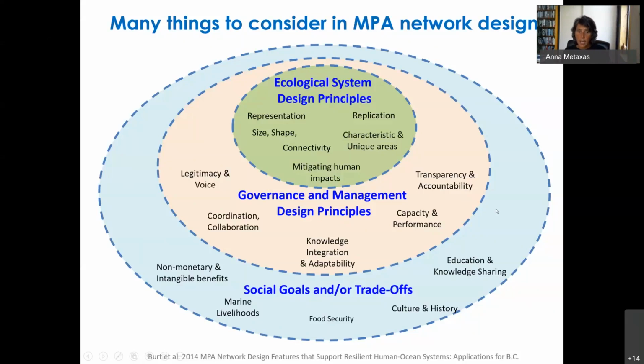So unless society decides that we need to protect biodiversity more than we need to protect a particular livelihood, until those decisions are made, you will never have effective networks of marine protected areas. So it's really a complicated system, and our work really is this little bit here, but we hope it helps.